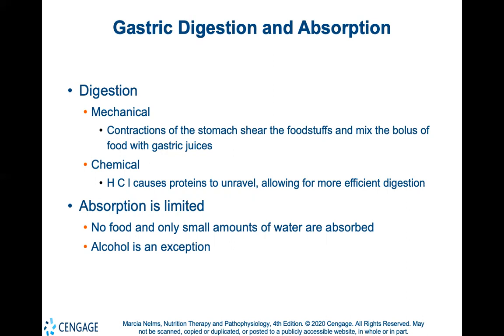Exceptions include alcohol and some medications. Alcohol can be absorbed in the gastric mucosa and enters the bloodstream through capillaries of the stomach. Because the presence of food in the stomach slows this process considerably, consuming food prior to or with alcohol would slow systemic effects of alcohol ingestion. Most medications are absorbed in the small intestine.